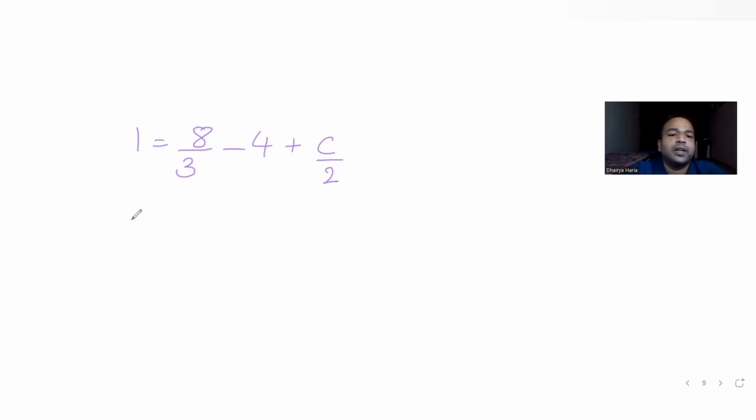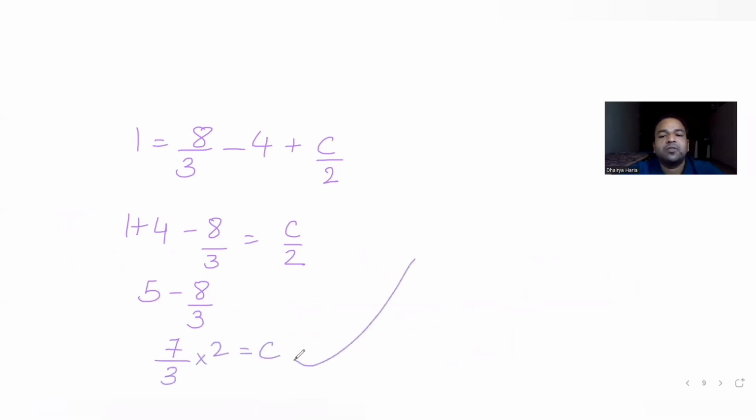So you get this entire expression as 1 plus 4 minus 8 by 3 is c by 2. So you get this as 5 minus 8 by 3, 15 minus 8, 7 by 3, into 2 is equal to c. So from this expression, I get the value of c as 14 by 3.